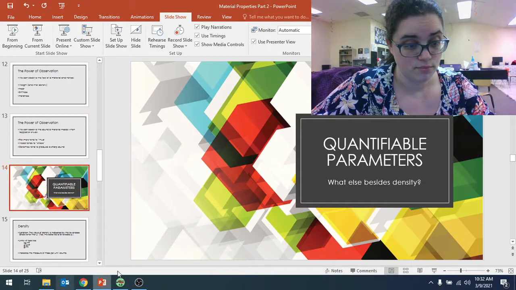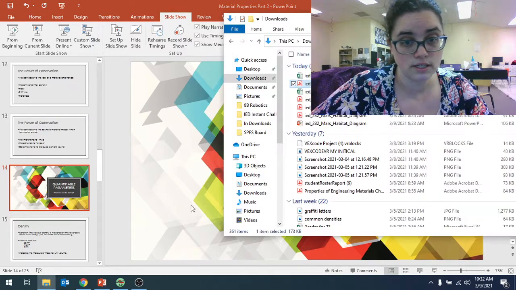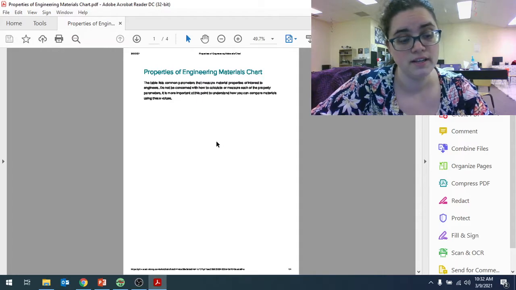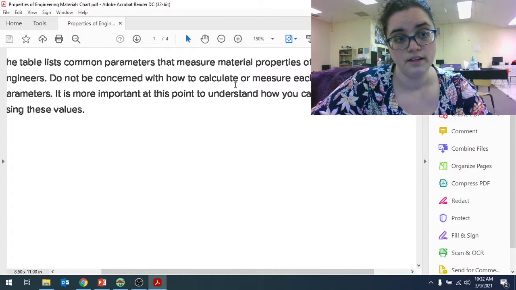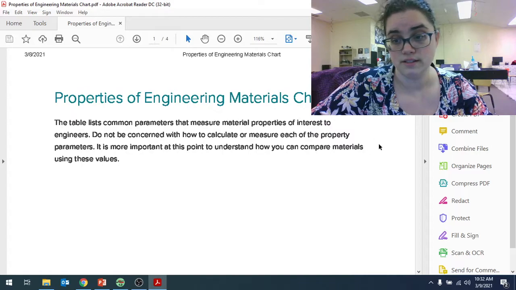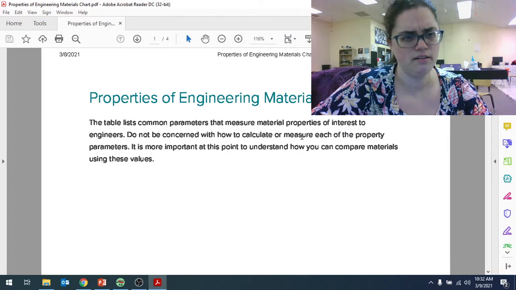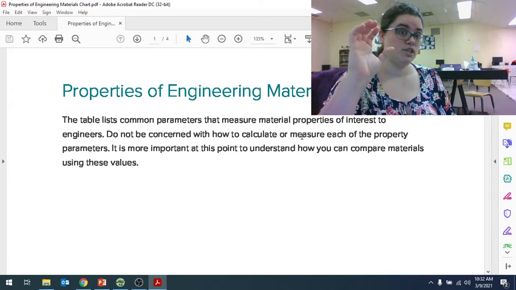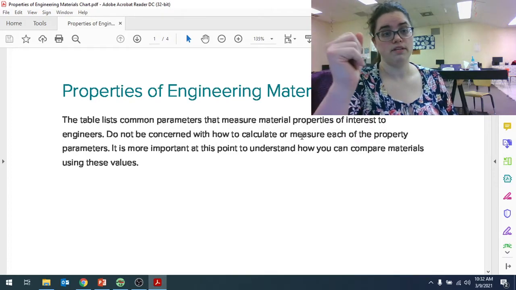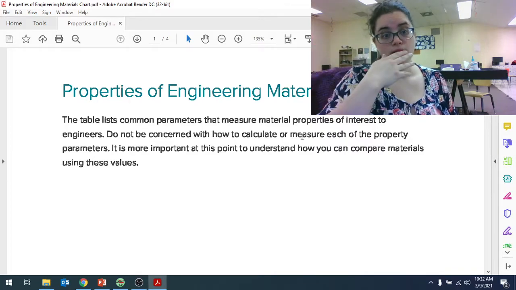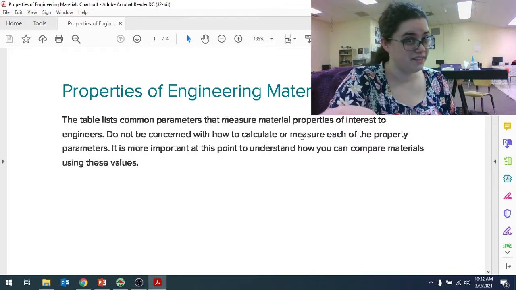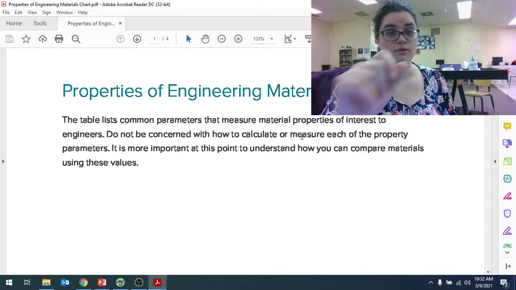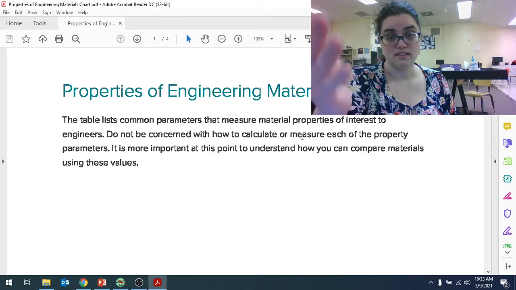Let me see if I have it open somewhere, though. Do I download properties and materials? There we are. This thing right here. I'm going to upload that here. And what this is, just to tell you what it is, I can't make it any larger. So this table that I'm going to put up here has a bunch of common parameters that measure the material properties that really interest engineers usually. You don't have to worry about how to calculate this yet. That's something you'll get into later on. We're going to work with density. That's the only one I kind of want you to be able to calculate.